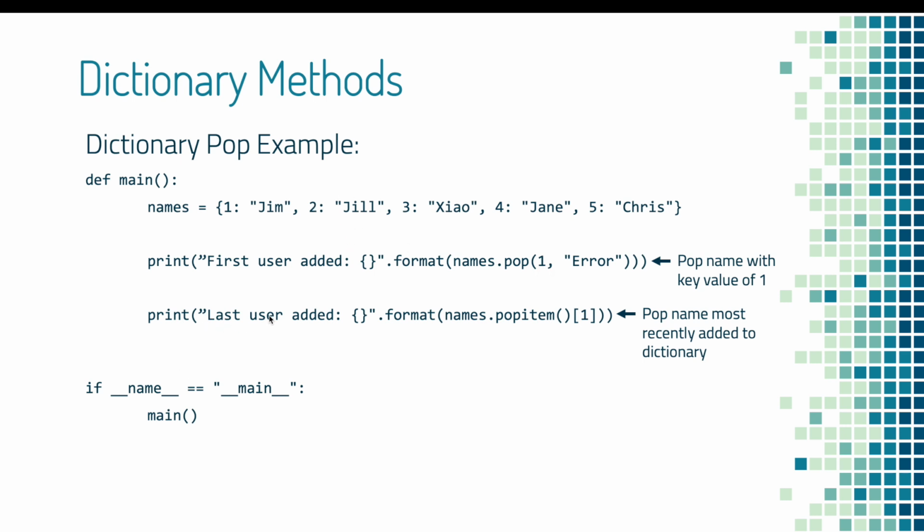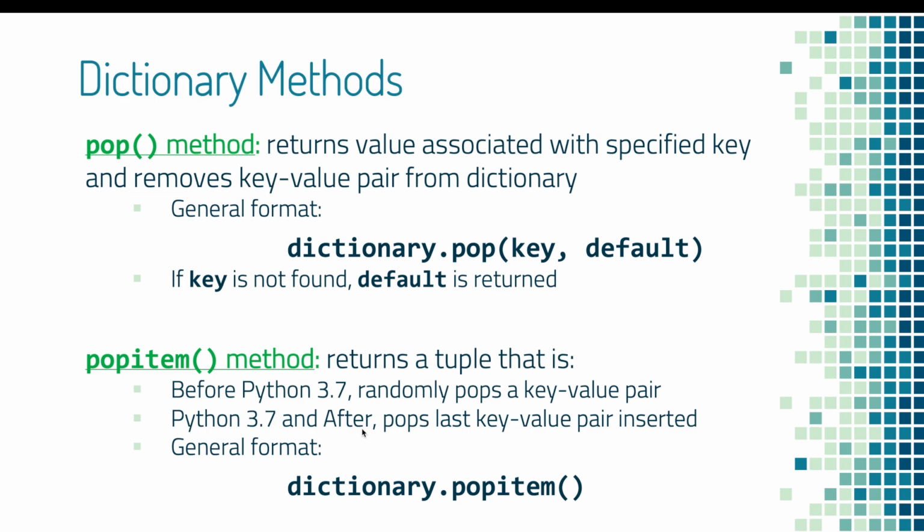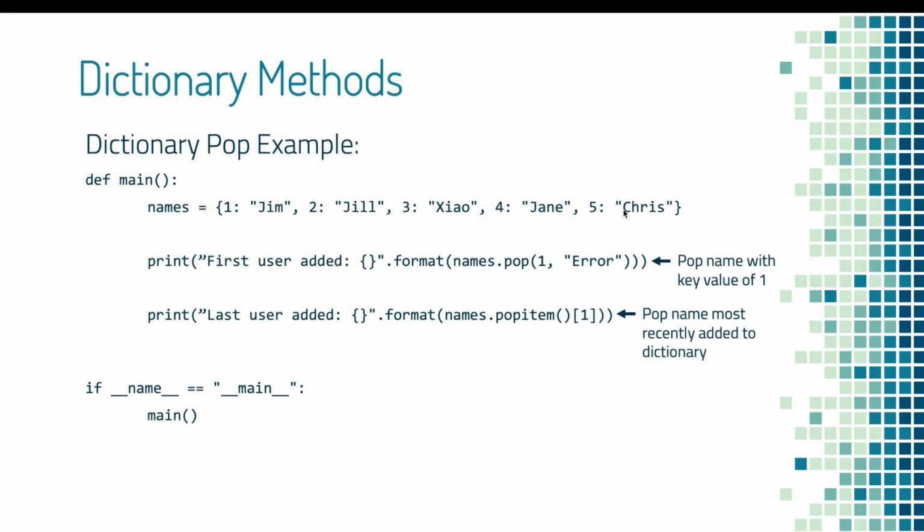All right, last user added. Depending on which version of Python you're using, if you're using a more recent version, you can do names.popitem. We do bracket 1. Why do we do bracket 1? Because again, this returns a tuple. So we know that the name is right here, and the value. The value would be index 0 and the name would be index 1. So when we do .popitem, we get the tuple 5, Chris. We want the Chris name part, so we'll do bracket 1, and it'll say last user added is Chris.